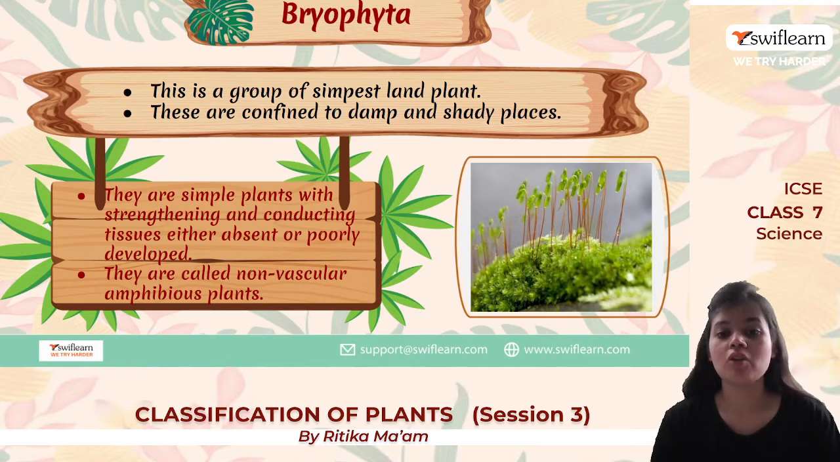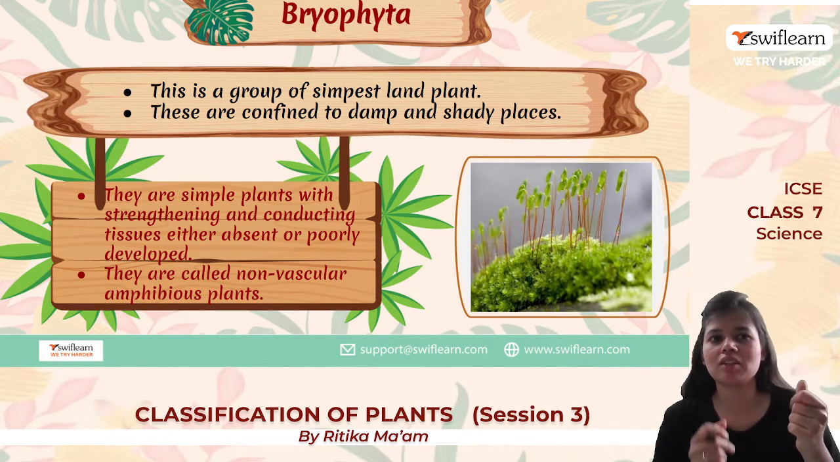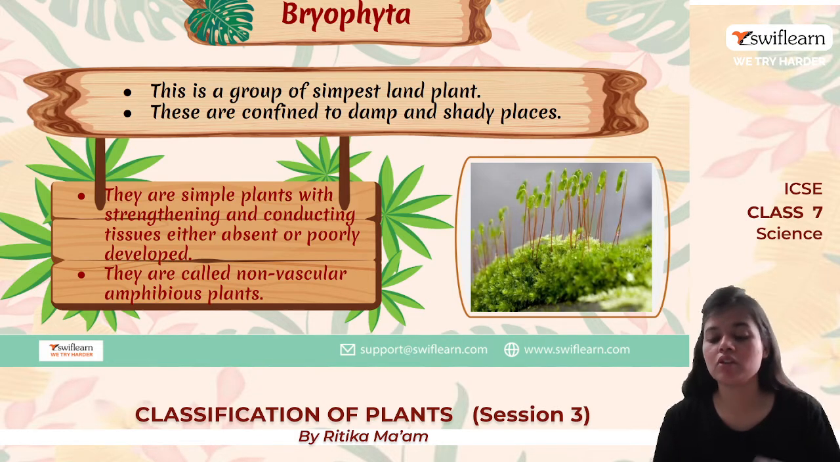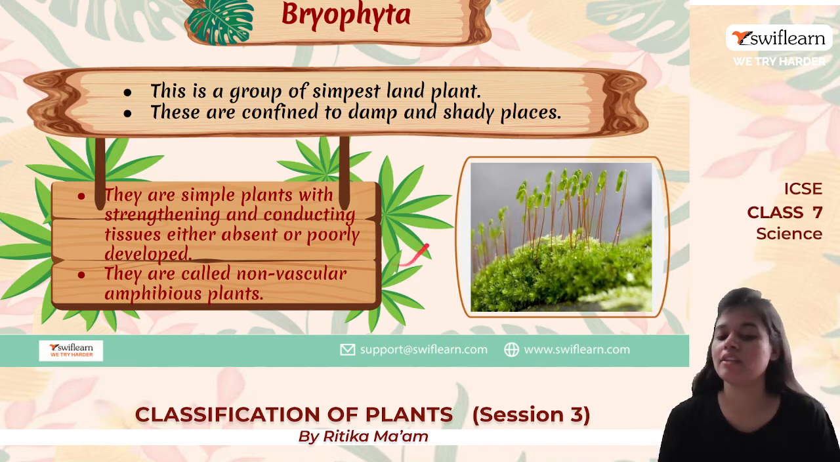Now talking about bryophyta. These are some of the simplest land plants, and we can find bryophyta very easily in damp and shady places. So these are simple plants, and their strengthening and conducting tissues are either absent or poorly developed. They are also known as non-vascular amphibious plants because they do not have well-defined xylem or phloem.